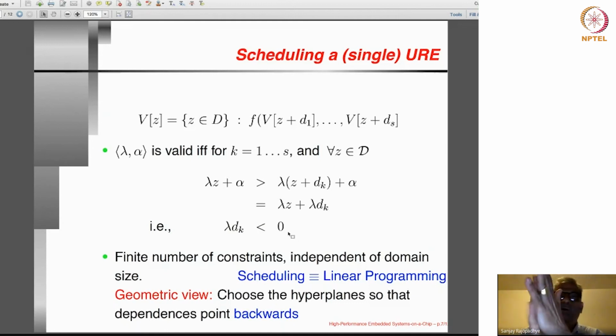Right? You have a hyperplane that defines a schedule. Its normal vector is this, and you have dependencies like this.